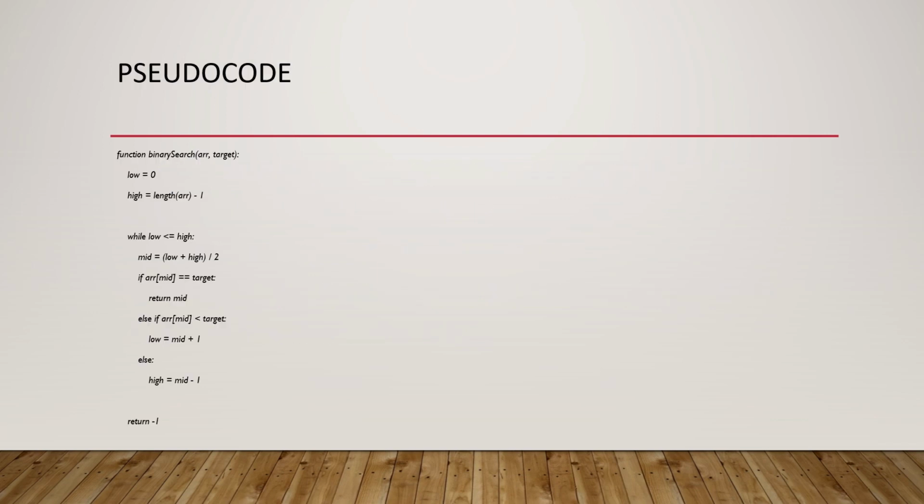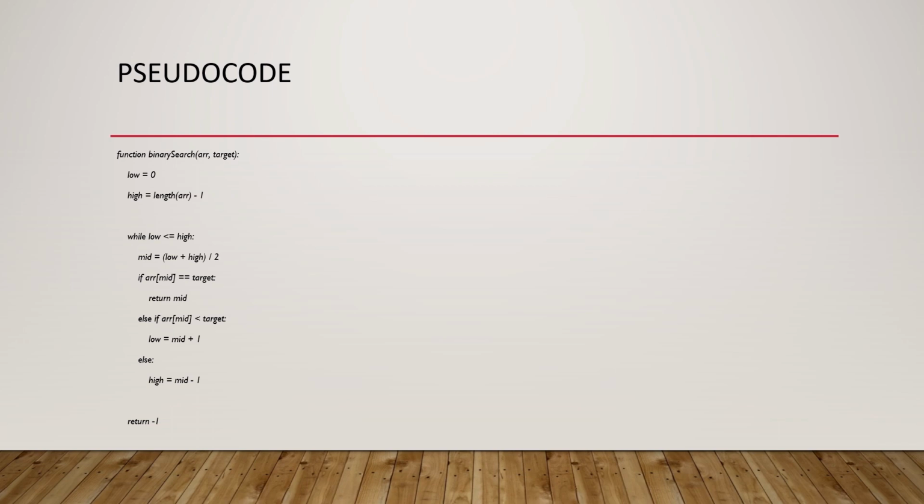Let's assume that the function name is binary search. This function takes two arguments. First argument is array of values and the second argument is the target that you're looking for. Like we had already discussed, we take two variables, low and high. Low we assign with 0, high we assign with length of array minus 1.